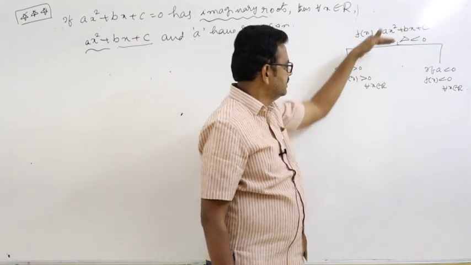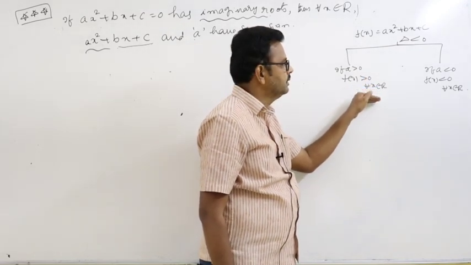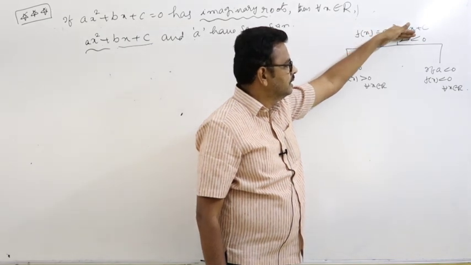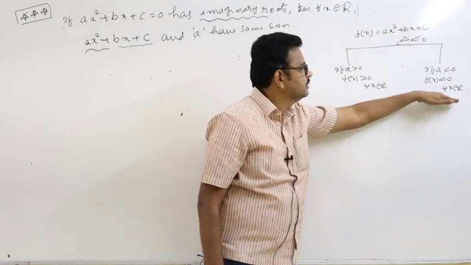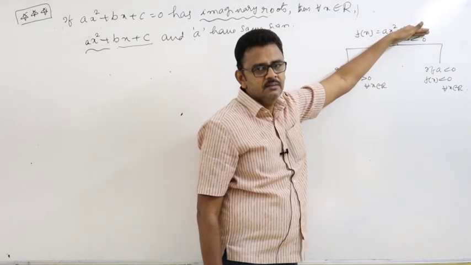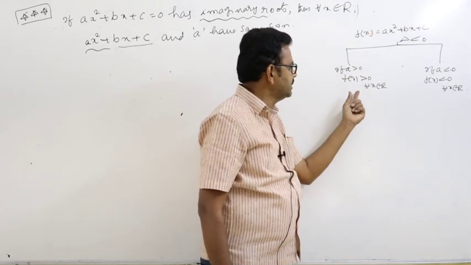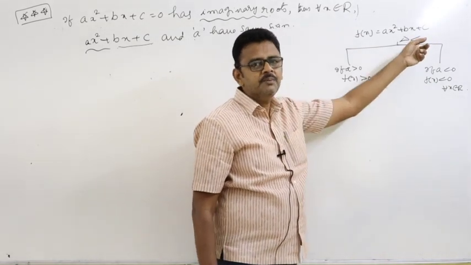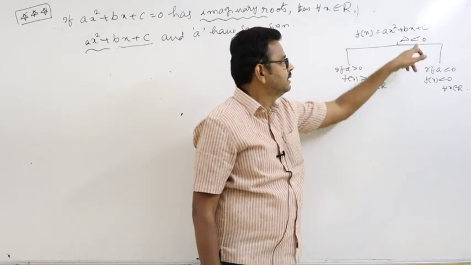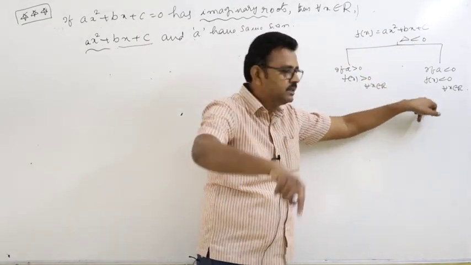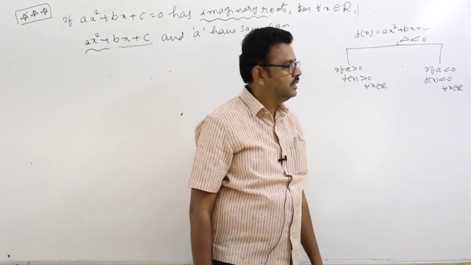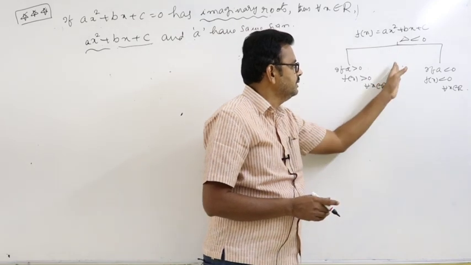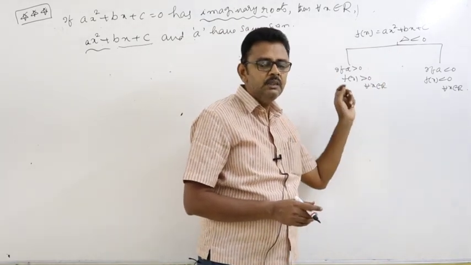Just as, if a person is studying in the MPC group, that means he passed 10th class; if a person is in the BPC group, that person also passed 10th class. So 10th class pass, he may be studying either MPC or BPC. Means expression is positive for all x, delta less than 0. Expression negative for all x, delta less than 0. Delta less than 0 is the most important point. Just remember this point. Go through and solve each and every problem.